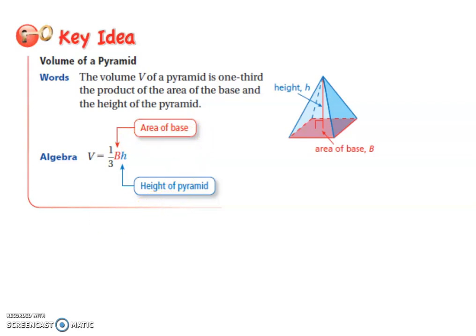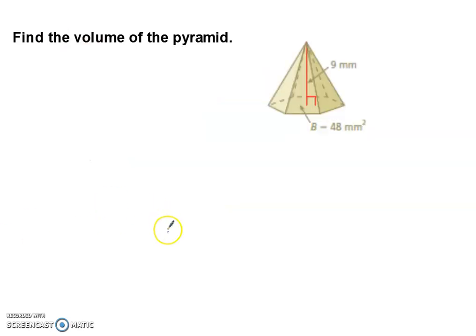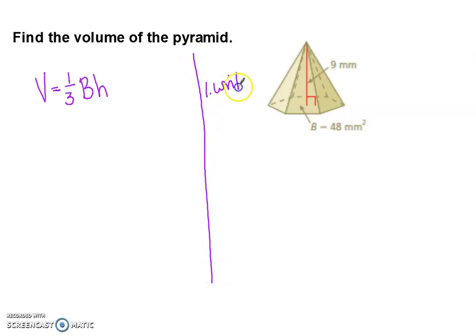Let's do some practice together. This is the first one in your notes. And we're going to find the volume of this pyramid. So the first thing you need to do is write down the formula. Volume is 1/3 the area of the base times the height. And I'm going to write some steps. Write the formula.